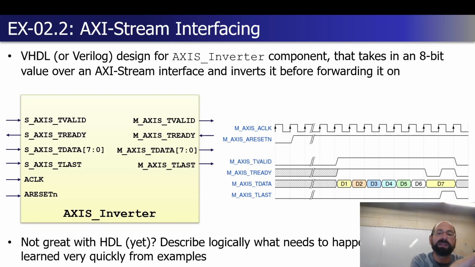This example is an AXI stream inverter component. The idea is that it takes in an 8-bit value over the AXI stream interface and inverts it before it forwards it on. This can be done in a very small amount of VHDL, because this IP core is an example that would not require a state machine. You could build it with a state machine. It's just taking data, flipping all the bits in it, that's all I mean by inverting, and then passing it on.